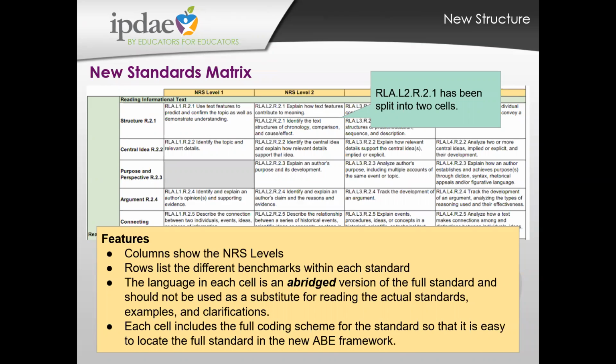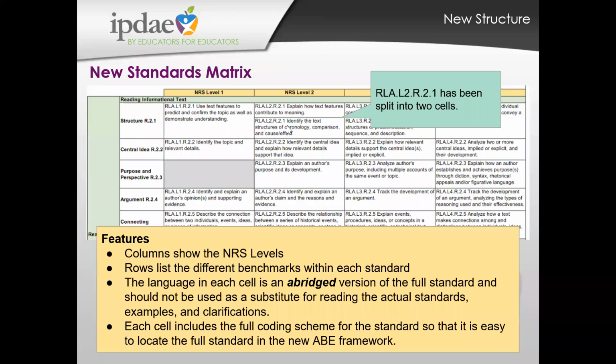In the cases where it did, it was because we decided very intentionally to split that benchmark into multiple cells if there were clearly 2 distinct parts of the standard. So 2 very different skills, not just different text types or different elements, but 2 distinct skills. So in the case of the structure benchmark here at level 2, you can see they have the same code because they are part of the same standard.